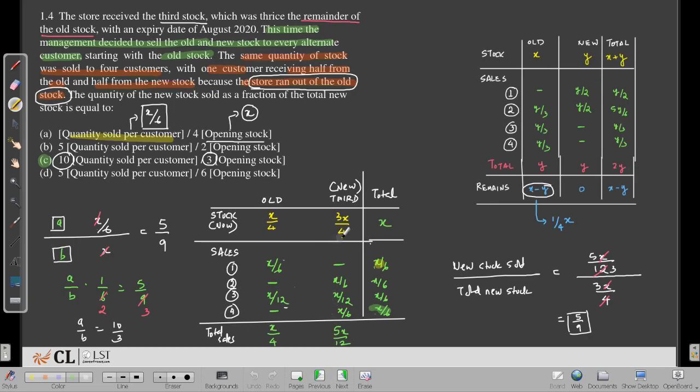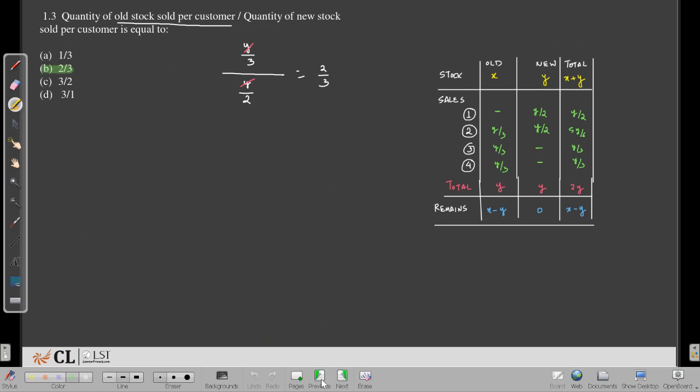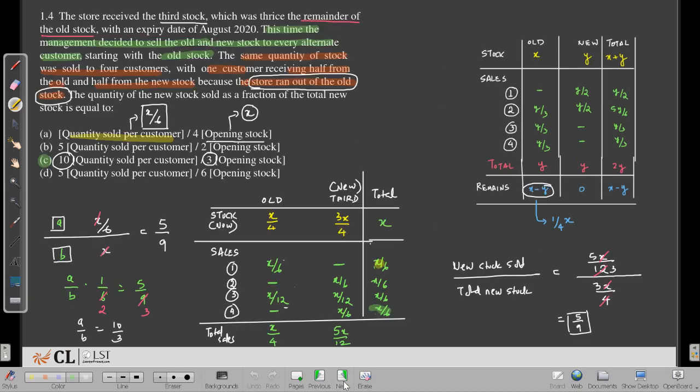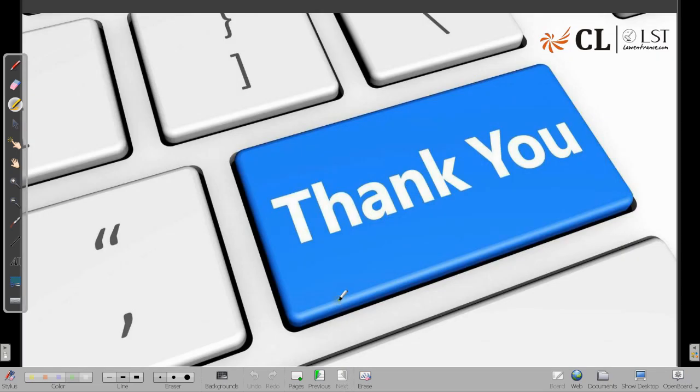The problem you probably would have is question number 1.4. But apart from that, there should not be any problem in solving any of these questions. Like I told you, all we have to do is be systematic in our approach, and once we are systematic, we can easily solve these kinds of questions. Thank you.